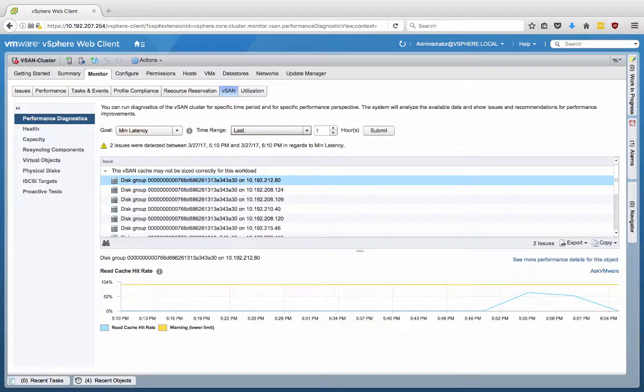And as you can see, when latency is spiking and we're getting a cache hit rate below something pretty efficient like 95, we start to get some warnings.